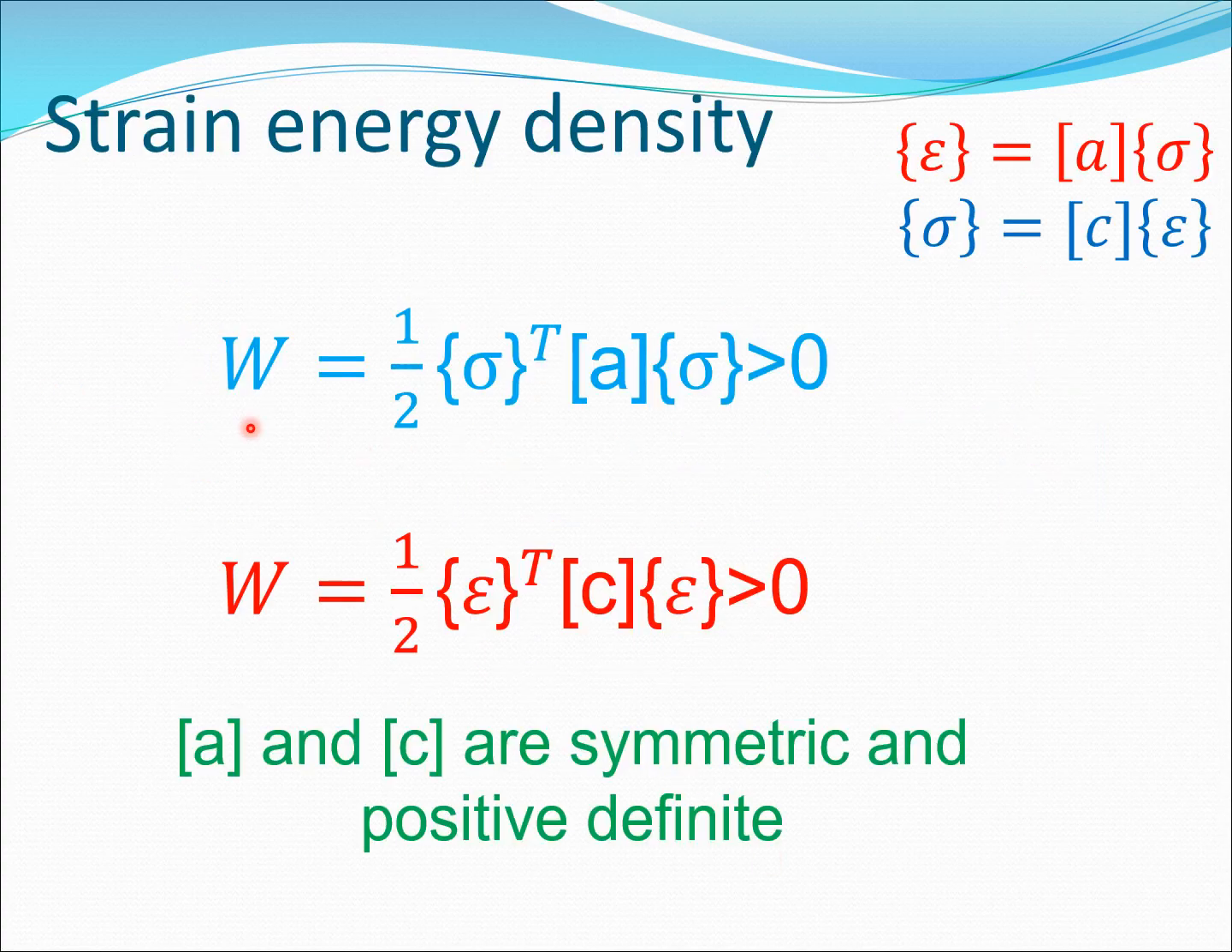So now one more thing which happens is that these matrices end up being symmetric and positive definite, and that happens because there's a certain physical fact at work here, which is that the strain energy density, which is given by W, can be represented as half sigma transpose A sigma is greater than 0, or half epsilon transpose C epsilon is greater than 0. So what this means is that these are quadratic forms which are positive, and therefore the matrices A and C are symmetric and positive definite.